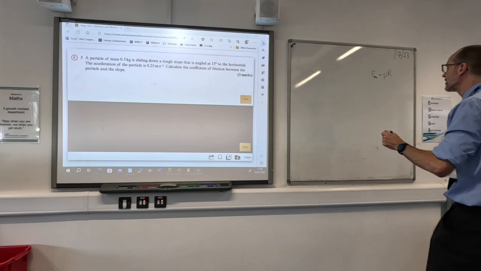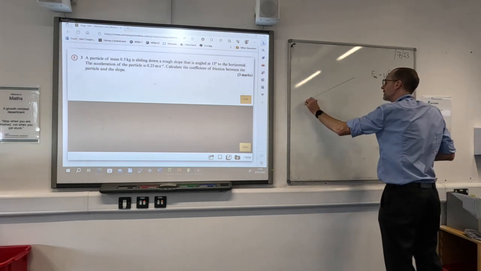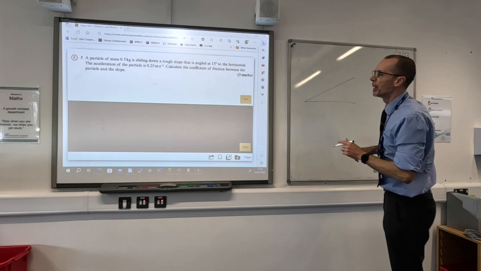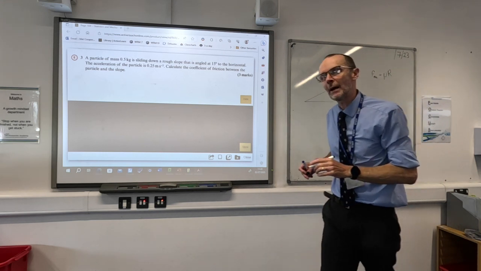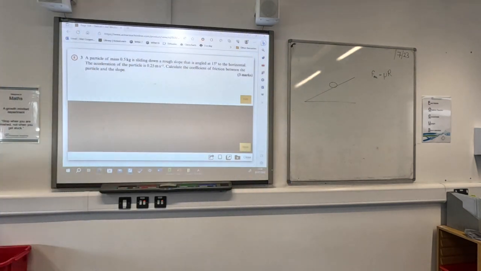So go on, see if you can sketch a particle. See if you can sketch the forces that are at play in that scenario, okay? Including friction.